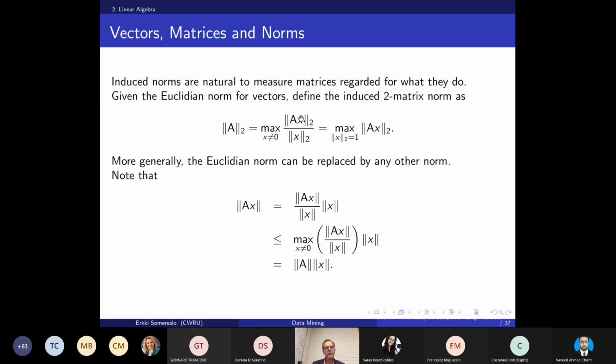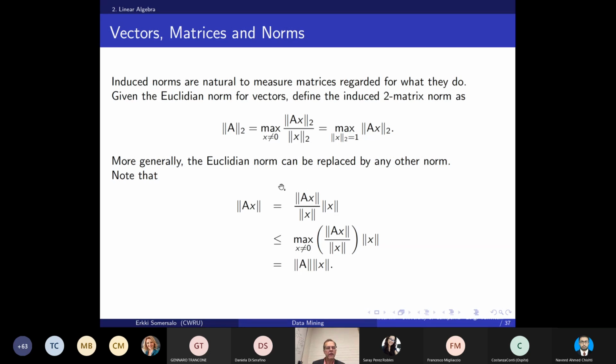And since this is based on the 2 norm, the Euclidean norm of the vectors, I'm denoting this norm by 2. But you can use any norm here, so it doesn't have to be the Euclidean norm. You can use, let's say, the p norm if you like, and you can equally well define the induced norm.